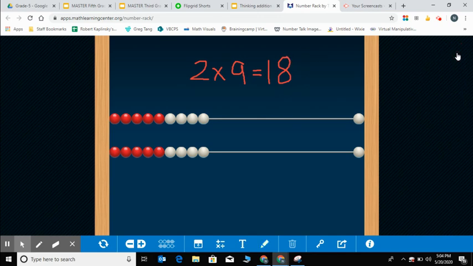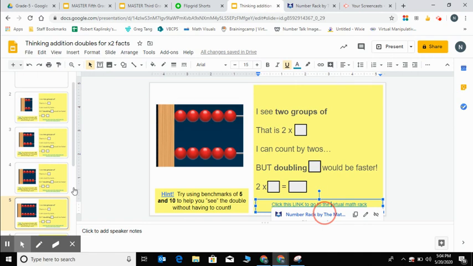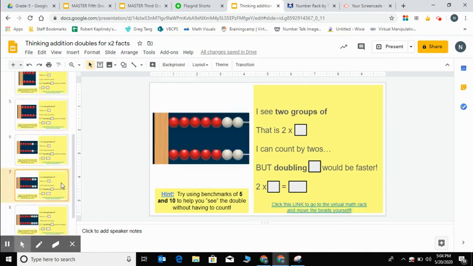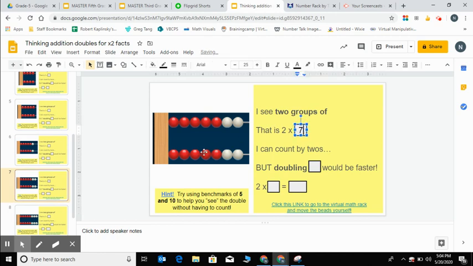Let's take a look at the slides so that you guys will know how you're going to be practicing with this. I'll just go down to one of these slides right here. So you can see on this slide, I see 2 groups of, what do you see? You see 2 groups of 7. So that would be 2 times 7. You could count by 2s, like 2, 4, 6, 8, but that's going to take a long time. So doubling 7 would be a lot faster.